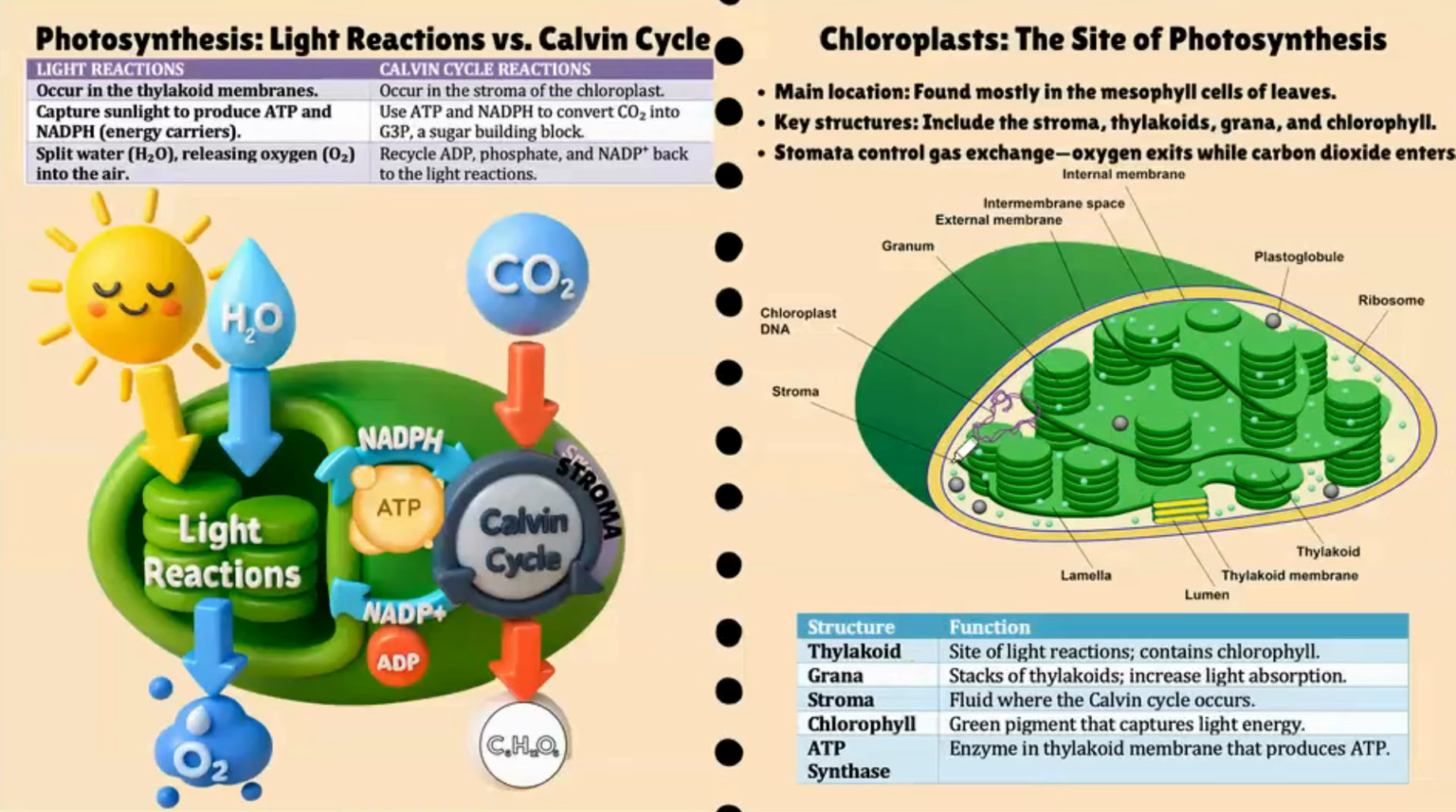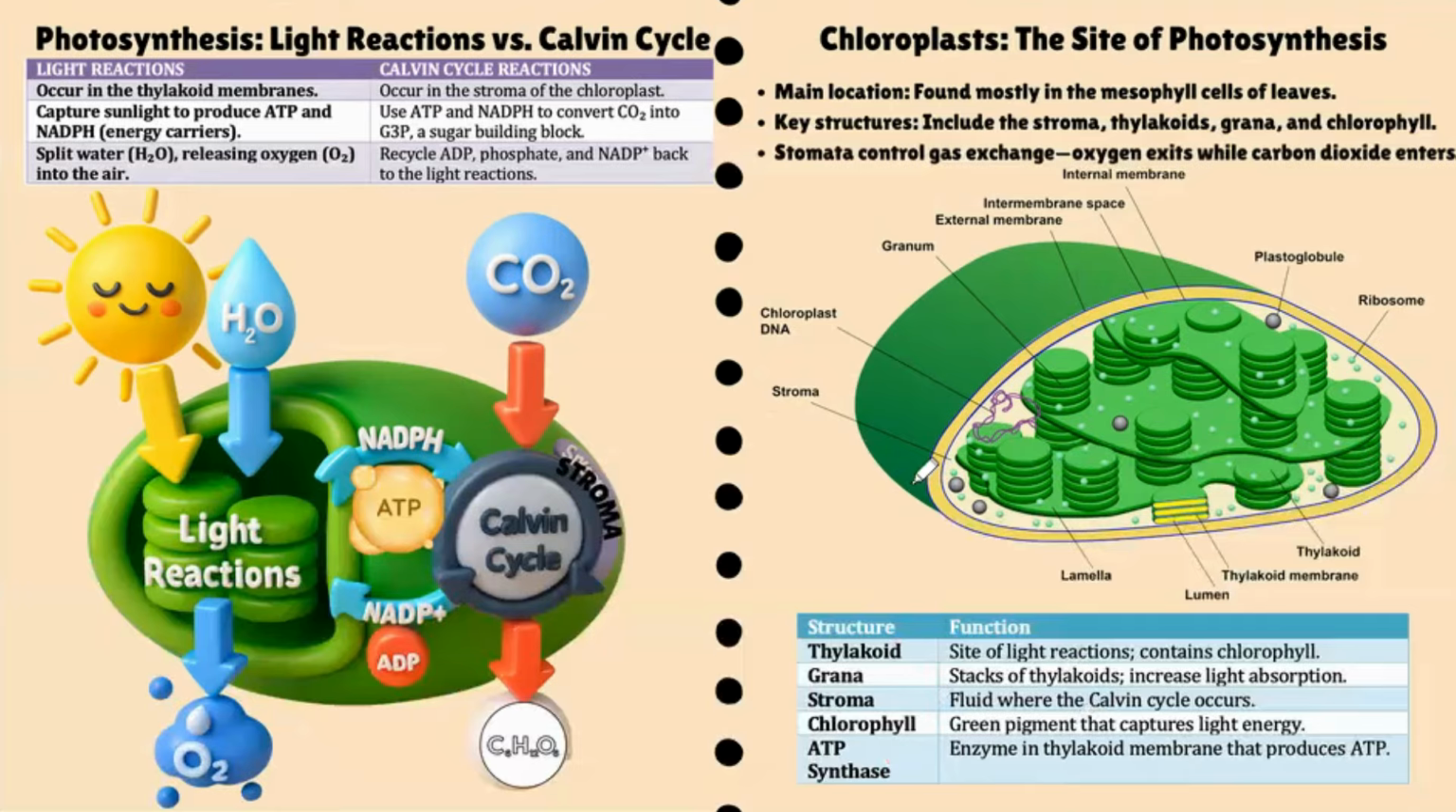And then there's a fluid-filled space, which is where the second step of photosynthesis occurs, which is known as the Calvin cycle. The fluid-like space is called the stroma. And also when we're talking about light reactions, we're going to have a process where there's ATP production, aka the energy, and that occurs in the thylakoid membrane. So these all are interconnected together.